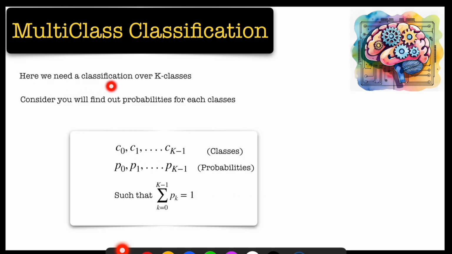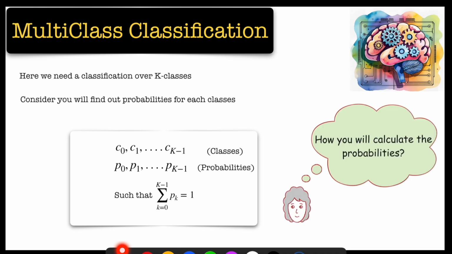Now we need a classification over k classes here. So consider you will find the probabilities for each class. There are k classes C0, C1 till Ck-1. We are using 0 indexing here. Consider the probabilities for each class are as follows: P0, P1 till Pk-1. P0 is the probability of class C0, P1 is for C1 and so on. The sum of all the probabilities will be 1. Now the question remains how you will calculate the probabilities.